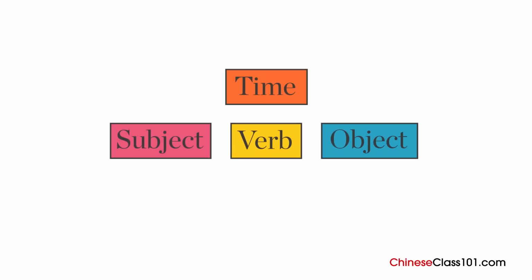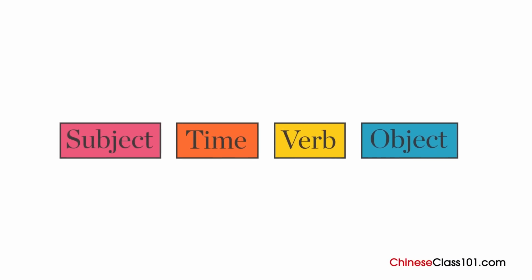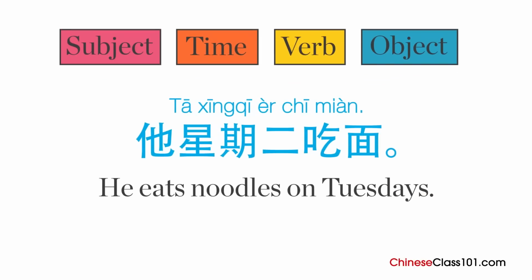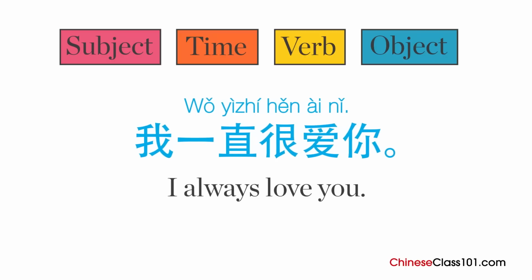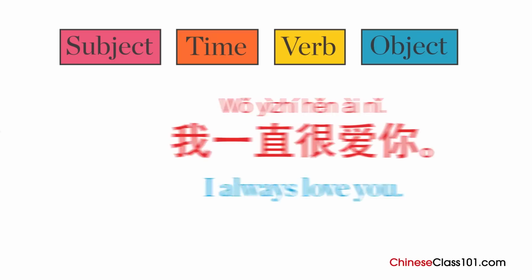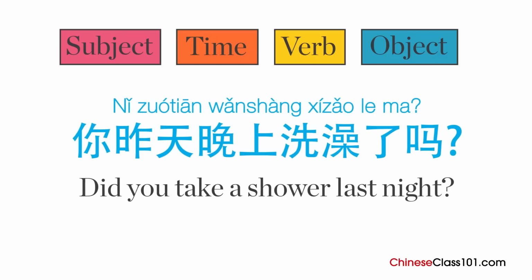If you want to add a time phrase in the sentence, you usually put this phrase after the subject. For example, 他星期二吃面. He eats noodles on Tuesdays. 我一直很爱你. I always love you. 你昨天晚上洗澡了吗? Did you take a shower last night?